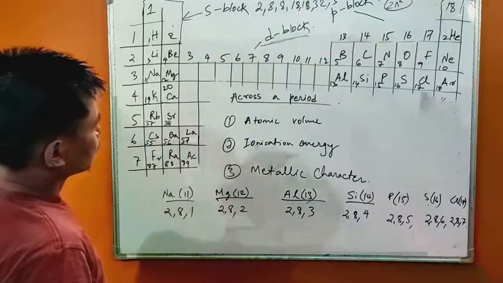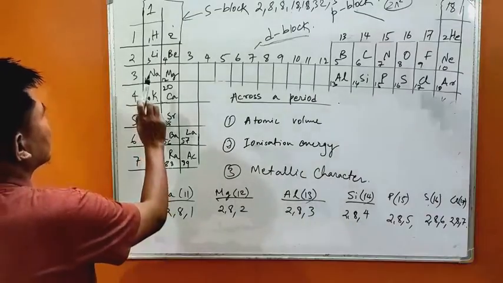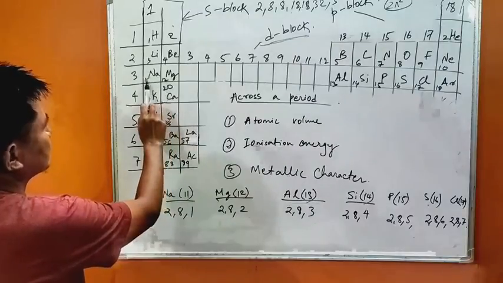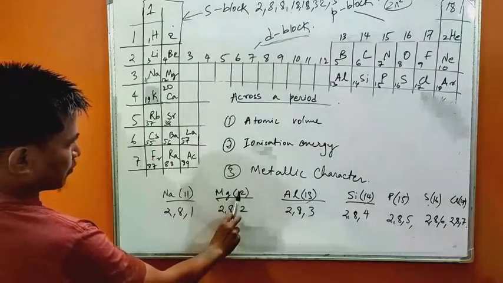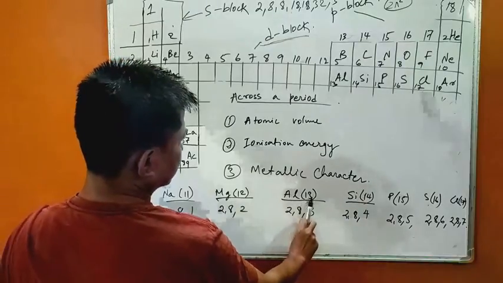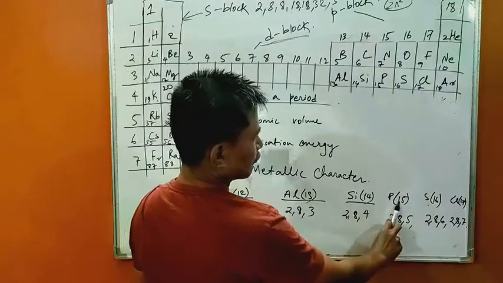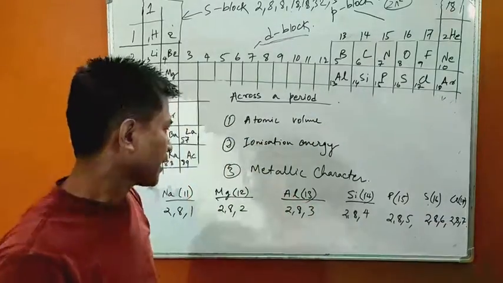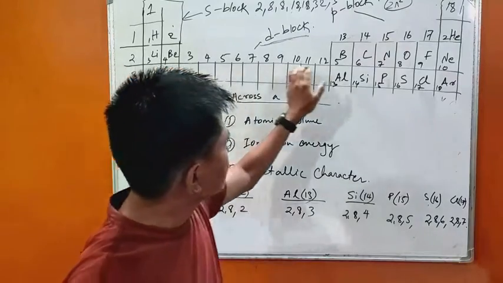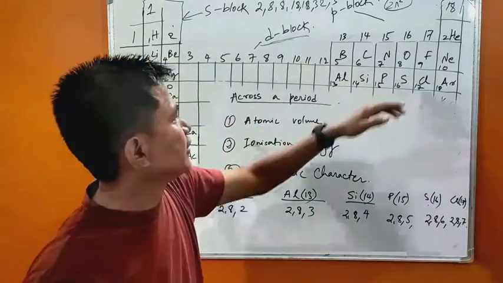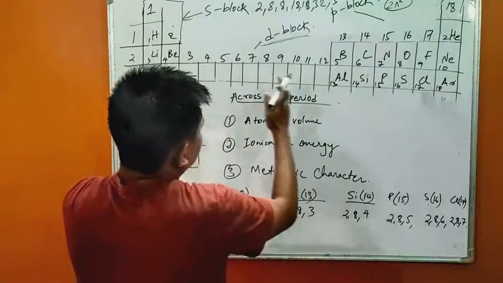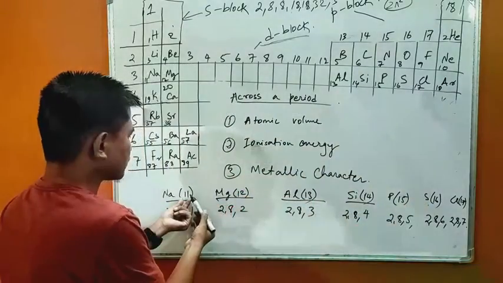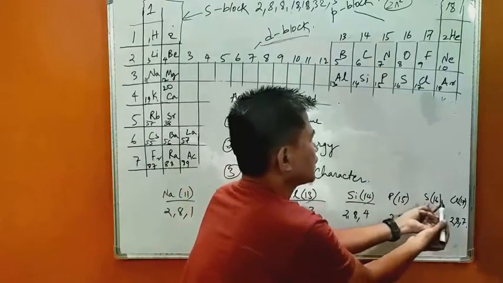Now, what we see is that here the number of protons is 11. Here the number of protons is 12, isn't it? 13, 14, 15, 16, 17. Atomic number means the number of protons, isn't it? As you move from left to right across a period, the number of protons increases, isn't it? Number of protons 11, 12, 13, 14, 15, 16, 17.